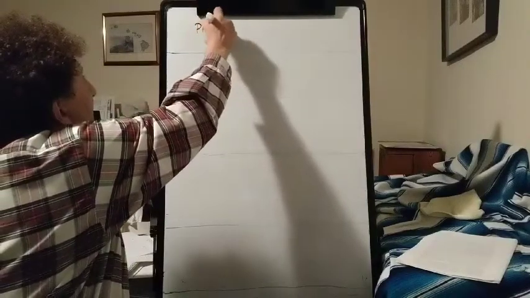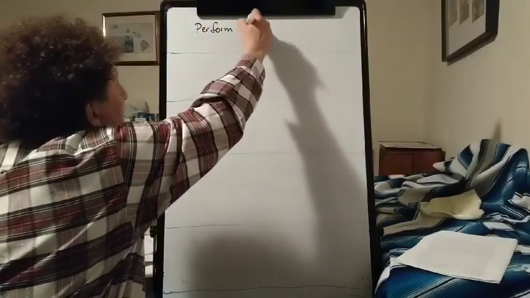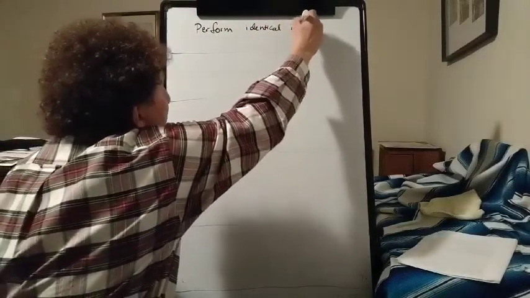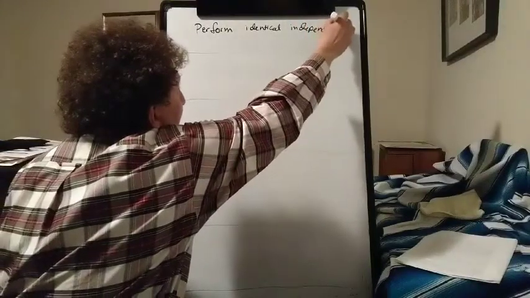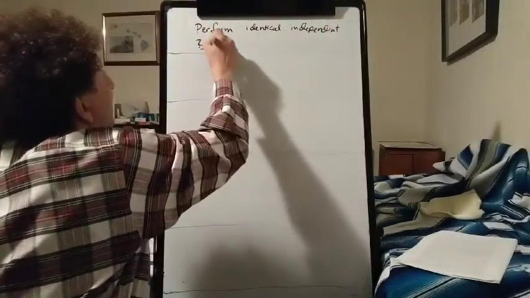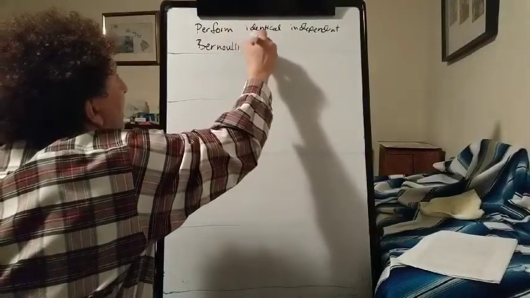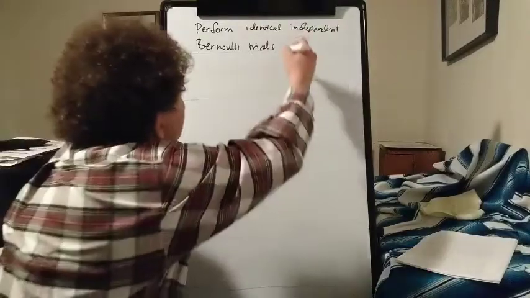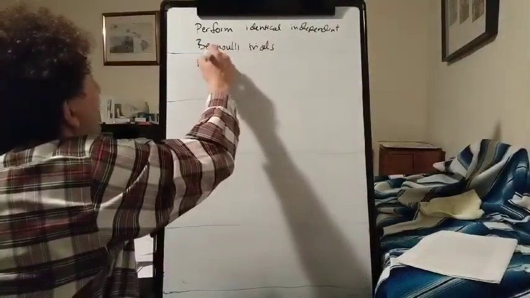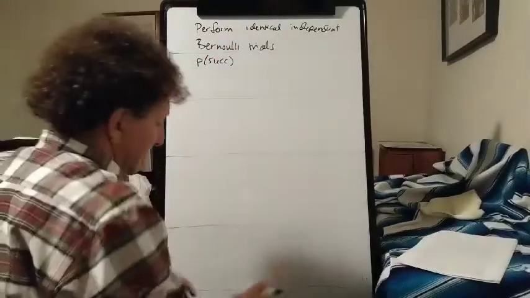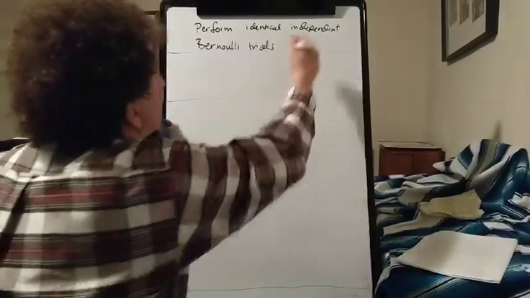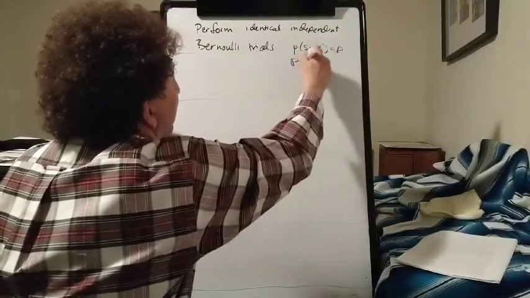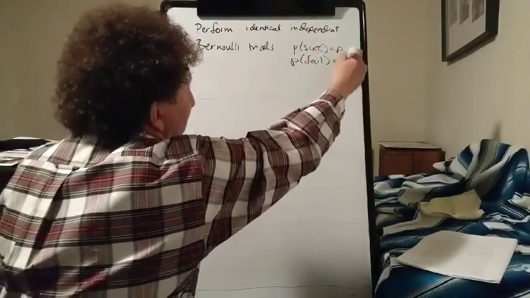So let's perform identical, independent Bernoulli trials. That means each trial is either a success or a failure. I'll write this over there. Probability of success equals p. Probability of failure is 1 minus p.